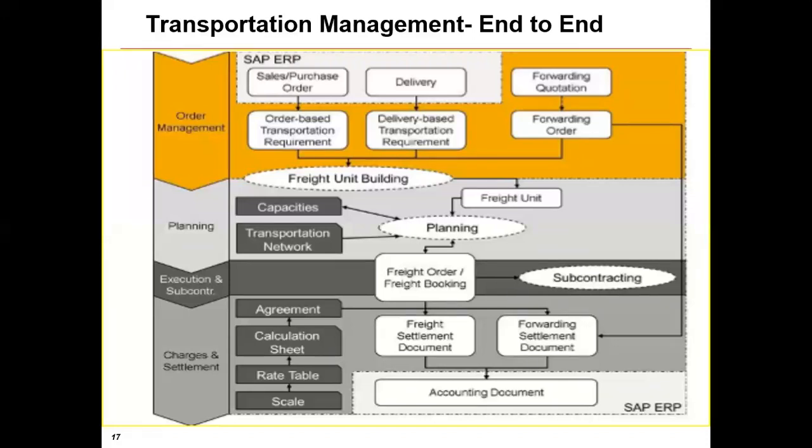And the most important thing is the color coding here. Okay, see the color coding. First color code is this gray color. Gray color stands for the SAP relevant activities and documents. It includes SAP ERP and SAP TM, gray color.